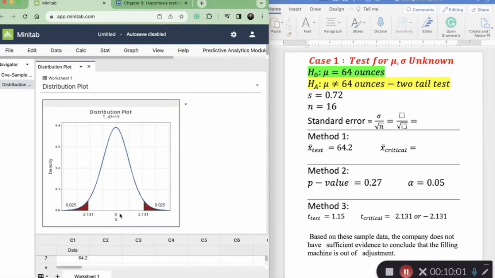The t-test value is 1.15. 1.15 is less than 2.131, and it's greater than negative 2.131. It's in between, basically. That's why it's not in the rejection region. The t-test value is not within the cutoff values. It's not in either of the rejection regions. It's outside, right?